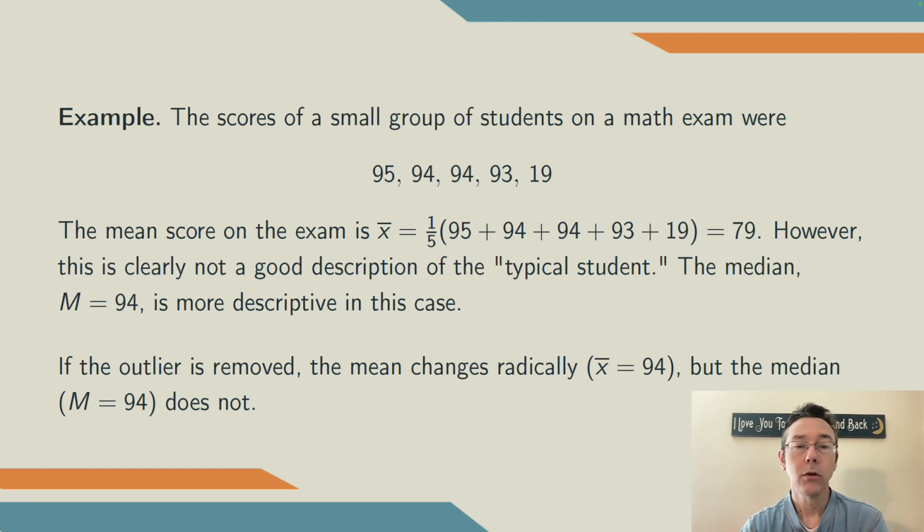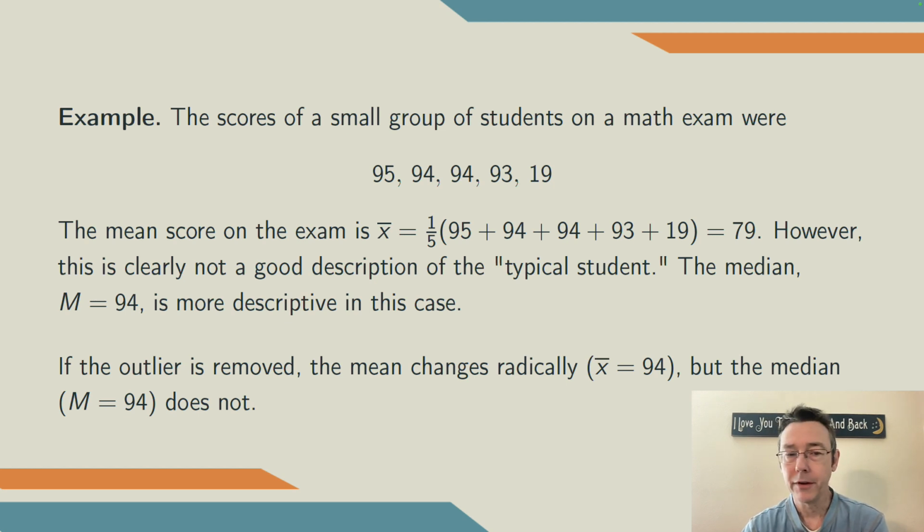We have a small group of students and we have their scores on a math exam, 95, 94, 94, 93, and 19. So the mean on this exam is 79. You just add them all up, divide by 5. But this is not a good description of a typical student. It's not really in the middle here in the sense that we want to use the word middle. The median, 94, is more descriptive of how the class is doing on this test.